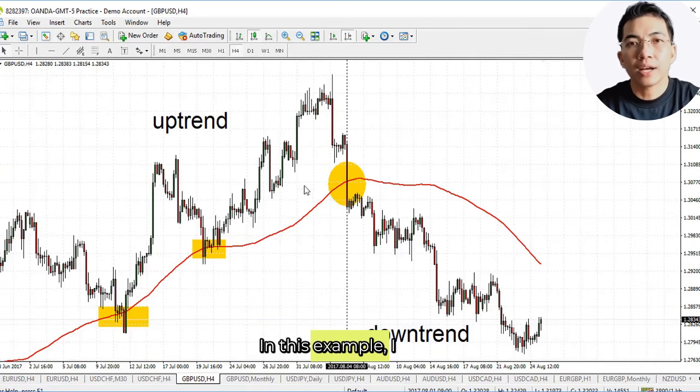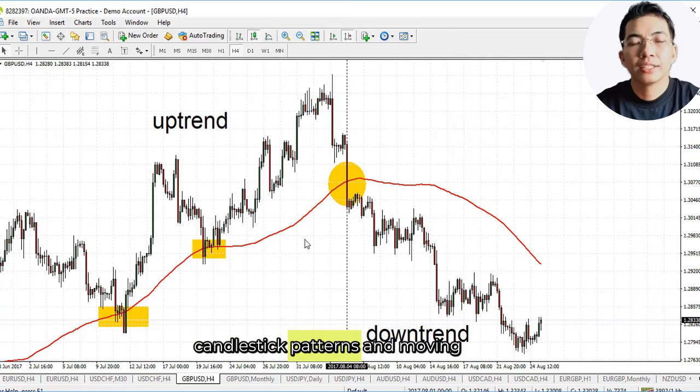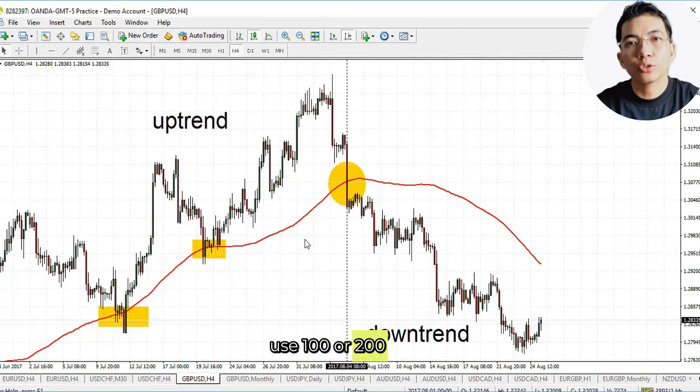In this example I have used a 100 simple moving average because it has a smoothing effect and it is easier to analyze. So if you're only now getting familiar with candlestick patterns and moving average, I suggest using 100 or 200 as a period. I'll show you what happens if you choose 24 as a period, and you will understand why it is harder.